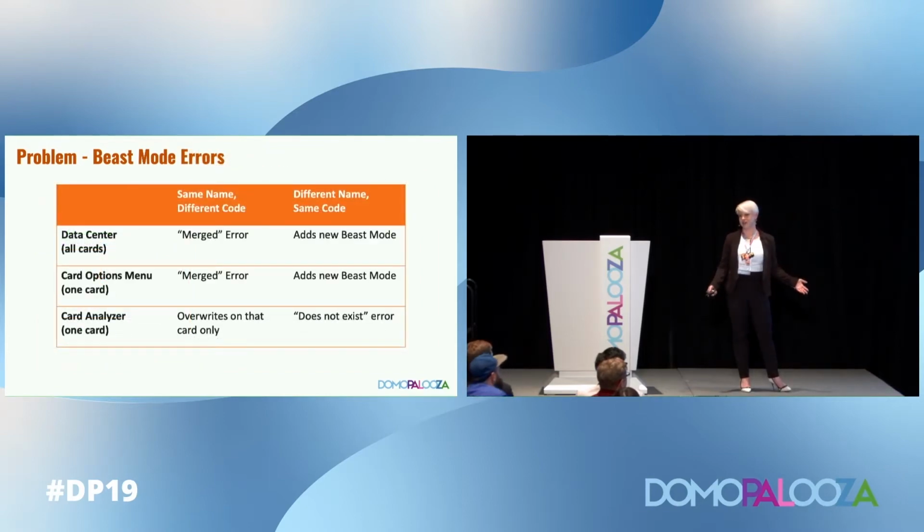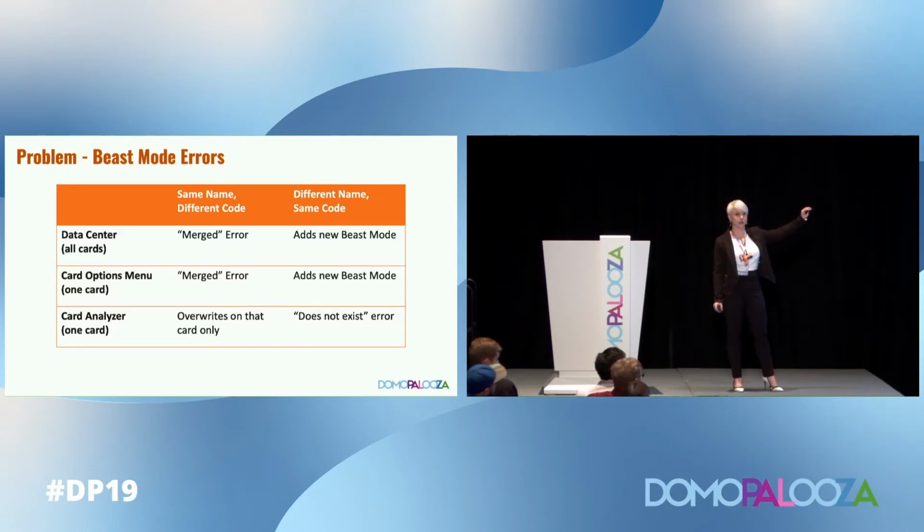So that's not the only weird error that can happen specifically with beast modes. Basically, that merged error is an example of when it has the same name but different code. And the error merged only happens outside the card, through the wrench menu and through the data center. But if you do it in the build mode, it's a different error. It actually overwrites. That beast mode would have overwritten, and it would only have overwritten on that card and it wouldn't have shared to the whole data set.